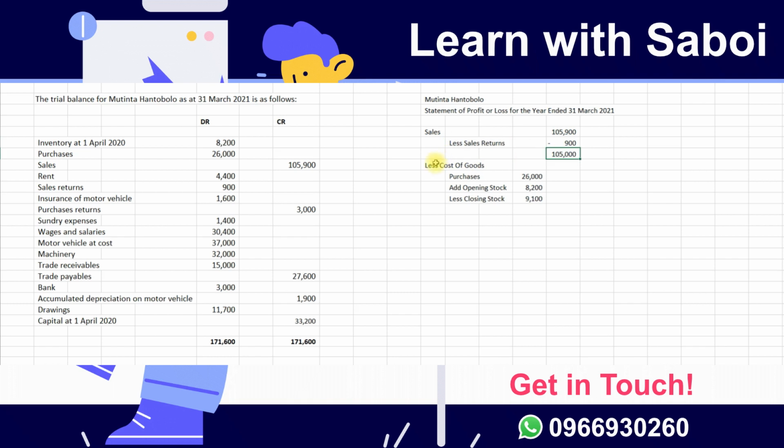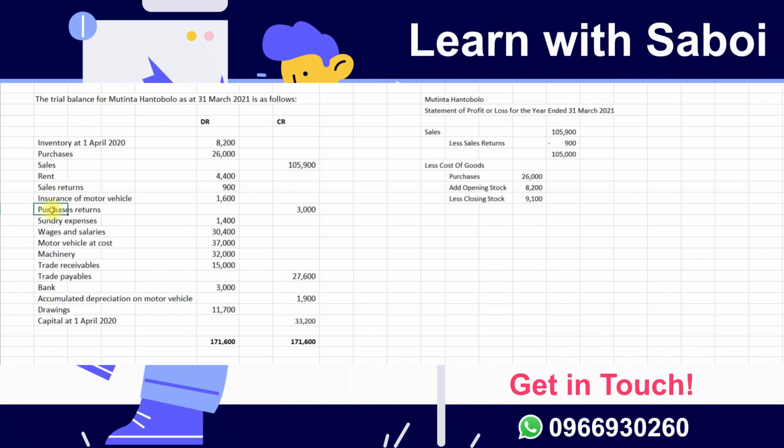Let's move on now and look at each one of these entries under the cost of goods. The first one is purchases. Okay, so it means that we bought items totaling 26,000 kwacha. That's fine. But when we look at the items in the trial balance, you notice that there's purchases returns.